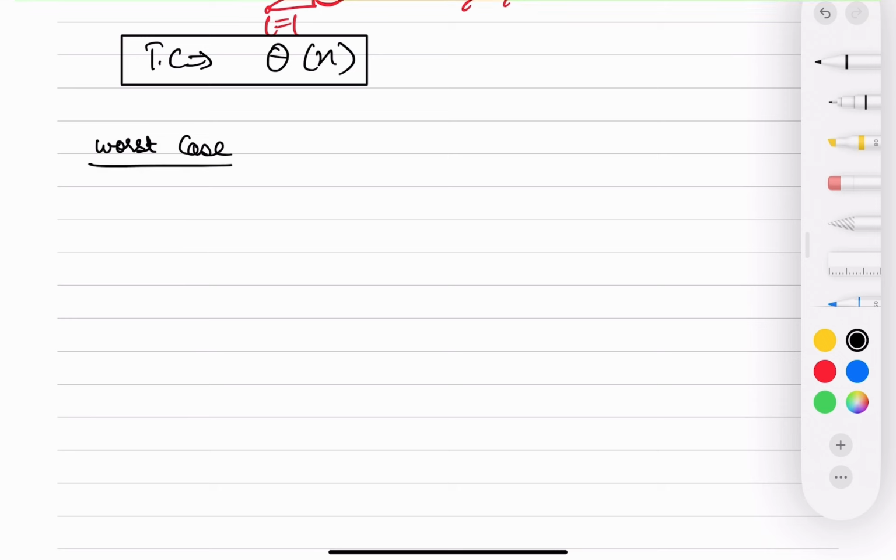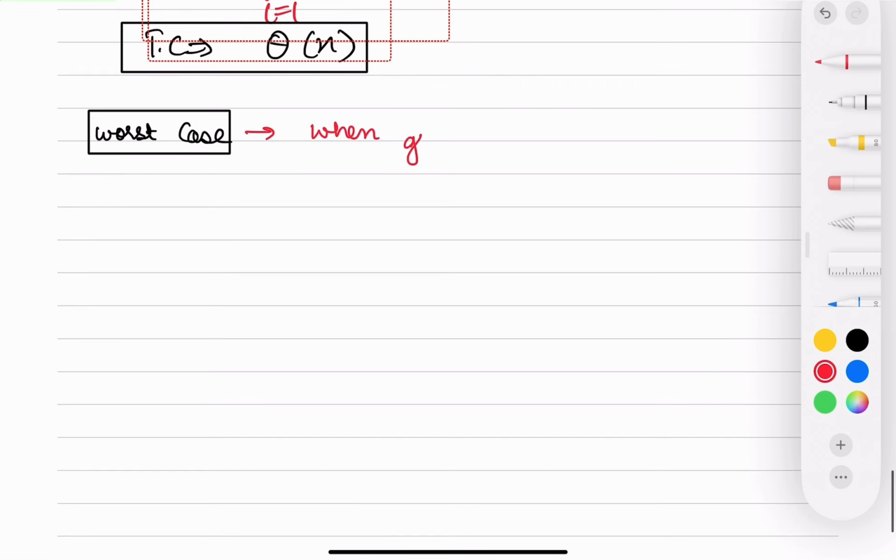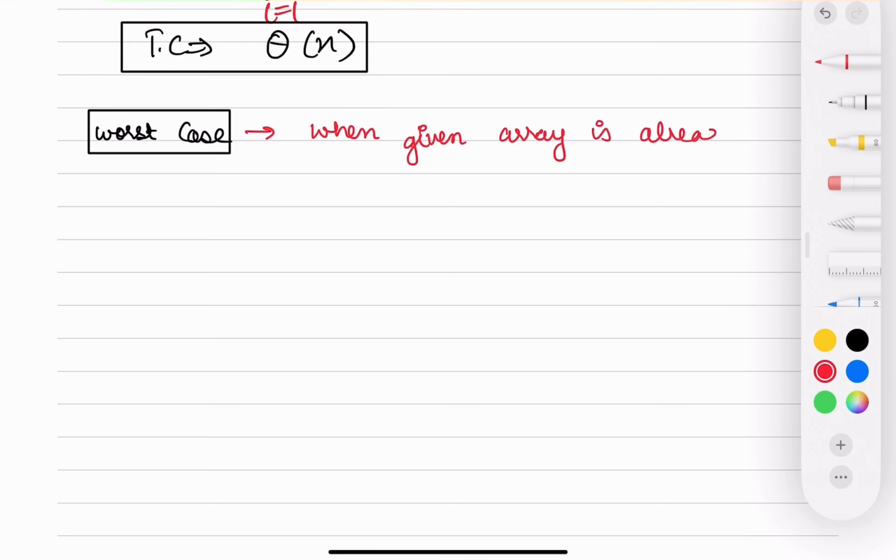So the worst case is when the given array is already sorted in reverse order. For example, 4, 3, 2, 1. Now in the first iteration, I'm going to compare 3 with 4. So yes, this needs to change. So how many comparisons? 1.